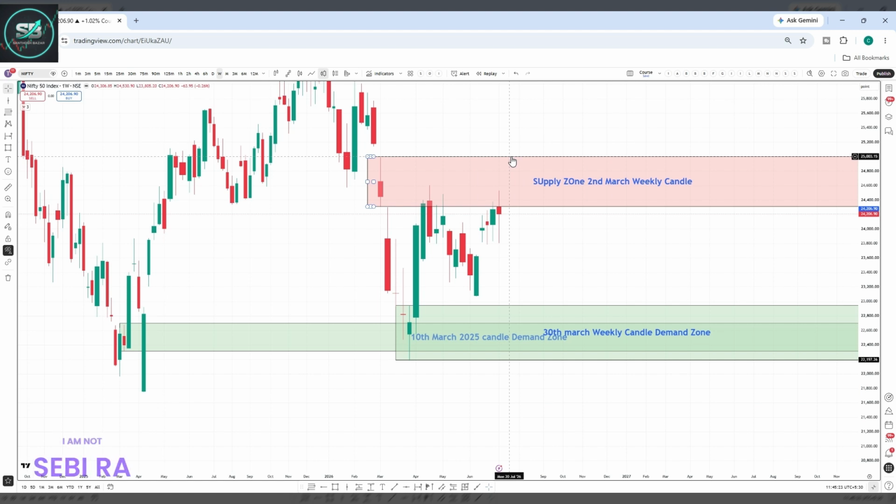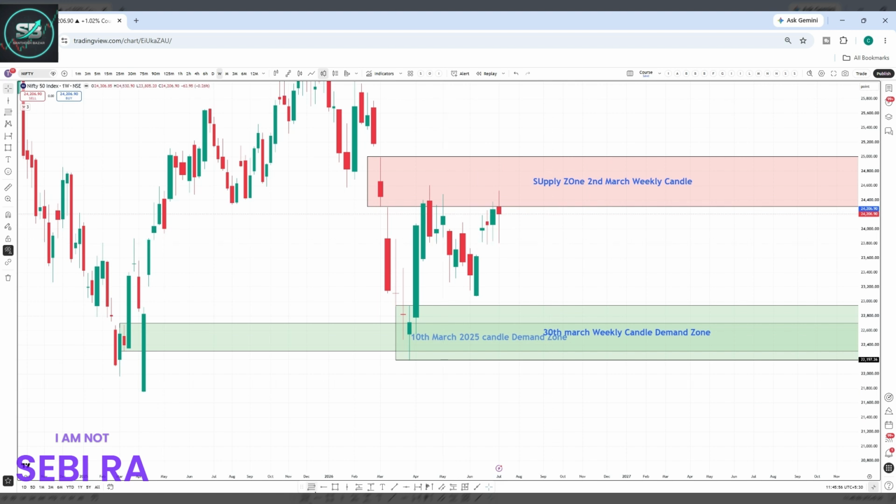I am not a SEBI registered analyst. So you can make your view based on the supply and demand zones, whether you want to go short when price is near a supply zone. If price is near a demand zone, usually we can go long by keeping the demand zone low as our stop loss. When the price is at a supply zone, by keeping the supply zone high as our stop loss, we can attempt a short trade, because supply and demand zones act as support and resistance. So this is what we have seen on the weekly structure.